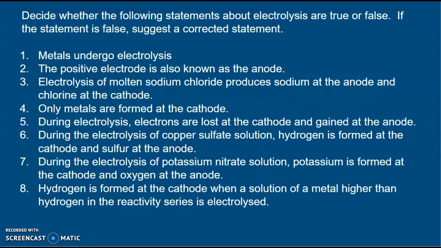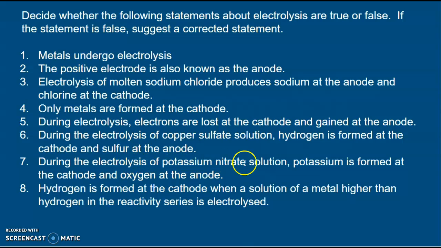Number 6. If you electrolyze copper sulfate, hydrogen is not formed at the cathode, but copper. Copper is below hydrogen in the reactivity series, so you get copper formed at the cathode. And at the anode, sulfur is never formed at the anode. For copper sulfate, you get oxygen, because it's not a chloride, bromide, or halide.